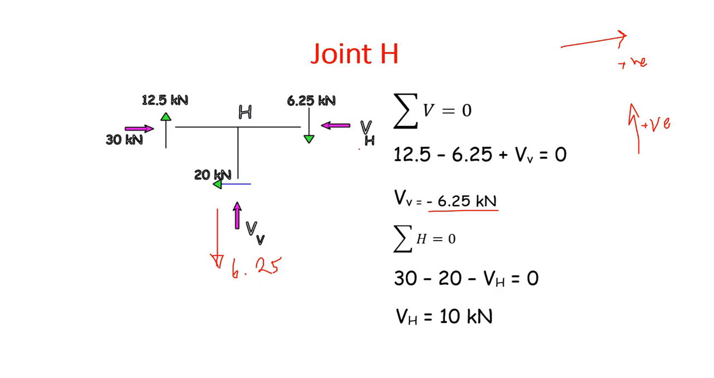Now VH is equal to 10 kilonewton. You can see that this 10 plus 20 are balancing this 30 kilonewton acting in the opposite direction. So this is the beauty of civil engineering, how the forces nullify each other and balance each other.